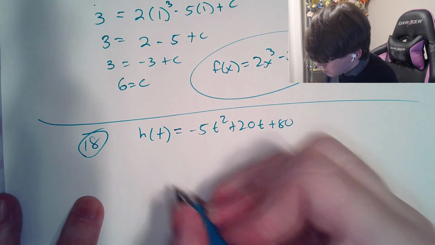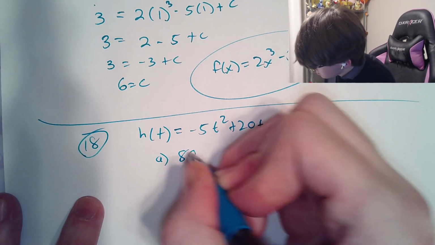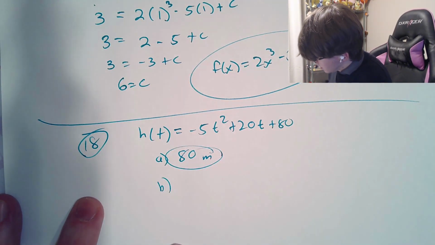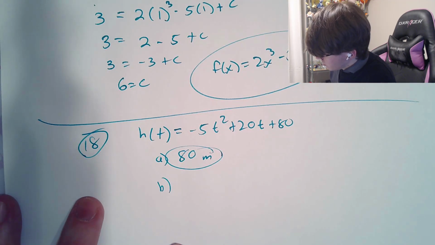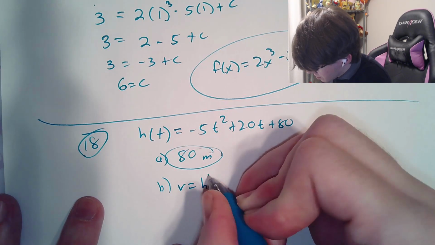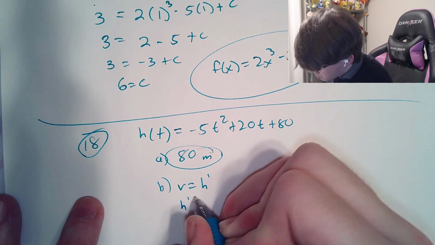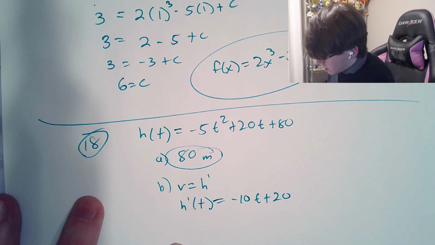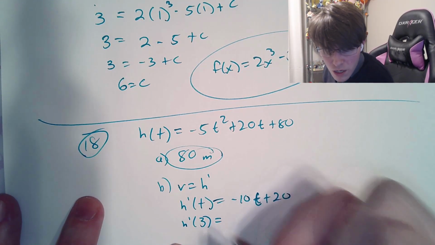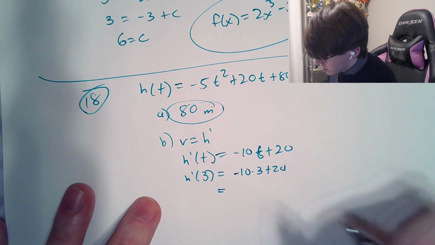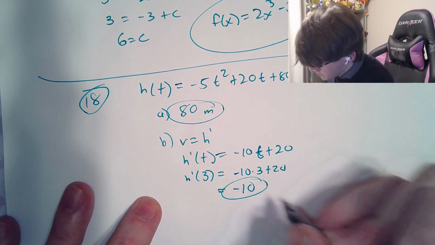And yeah, initial height of the object, A, that's just this number over here, 80 meters. Okay, letter B, that's done. That's the initial height, you just plug in 0. After that was the object velocity after 3 seconds. So our velocity, by definition, is equal to the derivative of height. So our h prime of t is going to be negative 10t plus 20. And yeah, after 3 seconds, so h prime of 3, that's going to be equal to negative 10 times 3 plus 20, and that is going to be equal to negative 10.